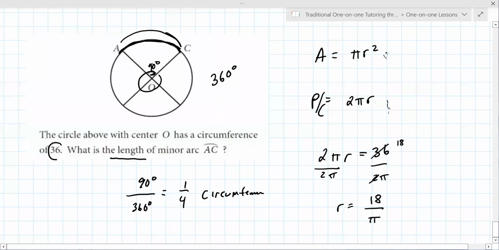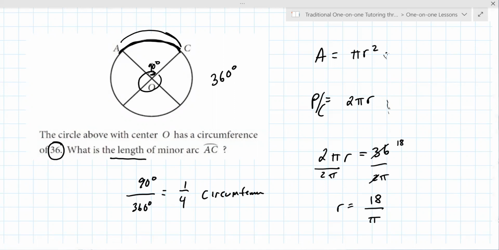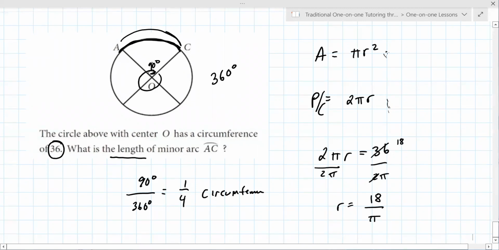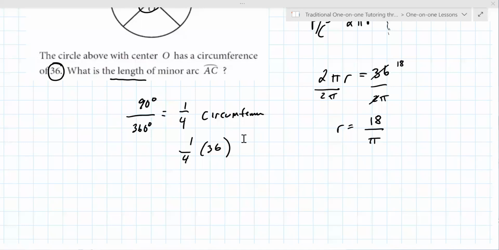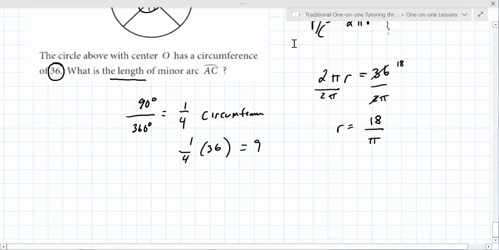So the circumference is 36. What is 1/4 of that? All right, what's 1/4 of 36? 9. Okay. All right, let's transition to something else here.